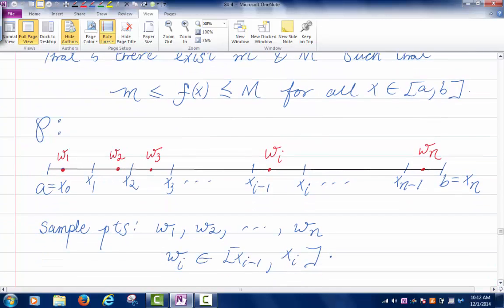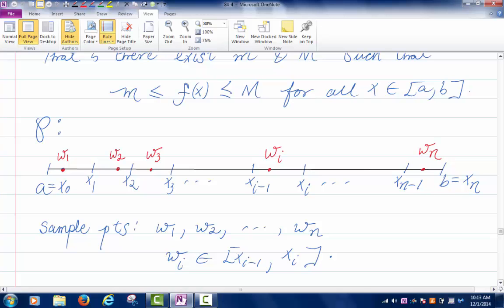Let's say I have the partition P of the interval from A to B. So I have a partition P which is x0 up to xn for this interval from A to B, and so I have these subintervals, right? In each subinterval, I am picking a sample point. So W1 is a point in the first subinterval. W2 is a point in the second subinterval. W3 is a point in the third subinterval. Wi is in the ith subinterval. Wn is in the nth subinterval, right? So I am picking sample points. I am picking one point from each subinterval.